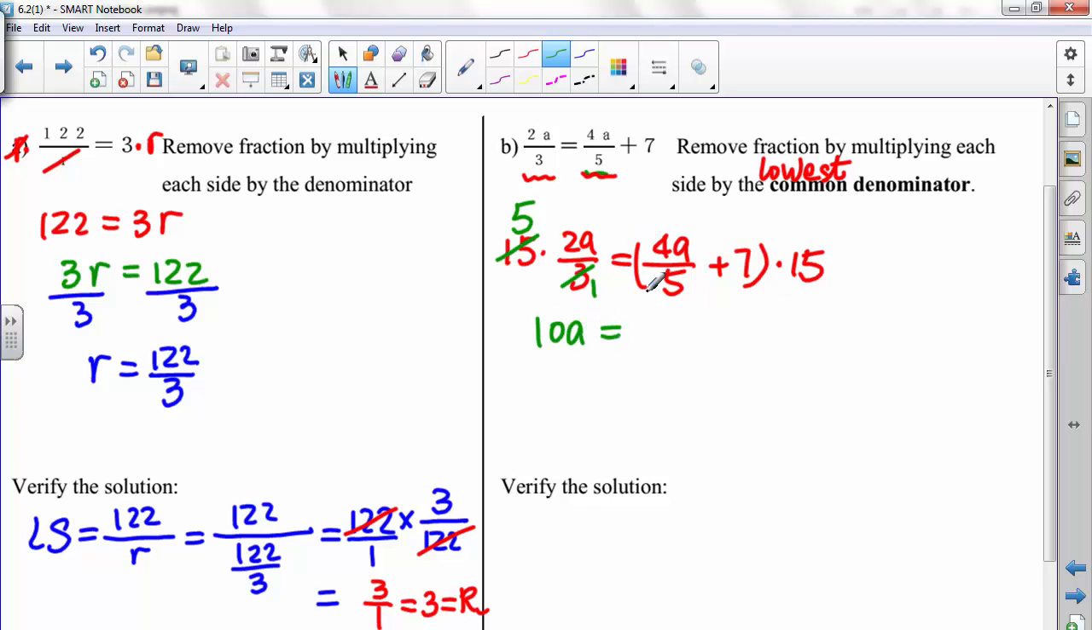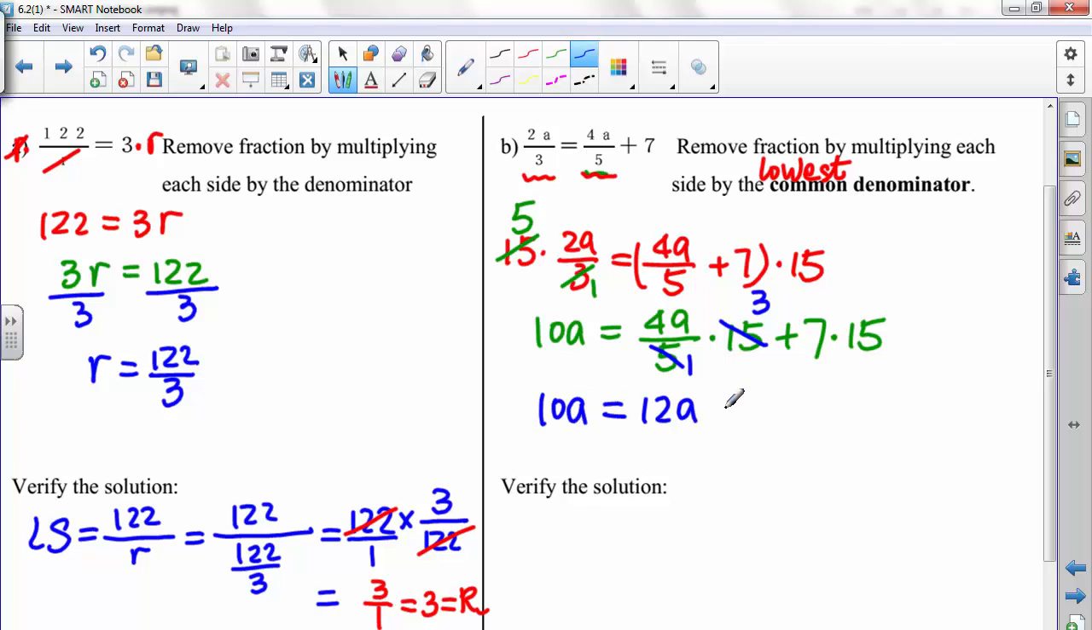Equals. The right side has a pair of brackets. You can use the distributive property to remove the brackets first. I will have 4a divided by 5 times 15 plus 7 times 15. For this 5 and 15, I will reduce the fraction to the lowest term. Make this one 1, make this one 3. 3 times 4a is 12a. And keep the left side, 10a. Then plus 7 times 15 is 105.